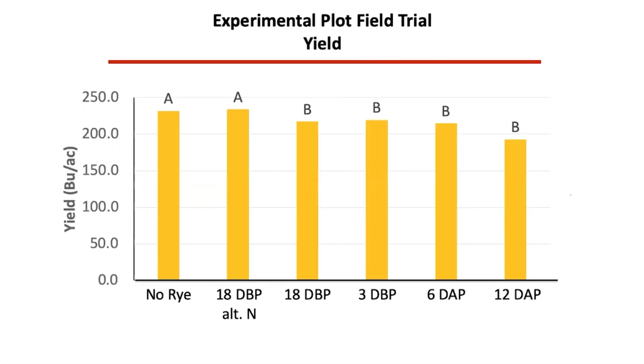Yield, as we saw, we just got reduced yields in our plot where we planted the corn following rye, except in the one plot where we'd applied the nitrogen at pre-plant 18 days before planting the corn, so when we sprayed the glyphosate. And that was probably a little surprising to us. So we'll be interested to see this year how those results look.